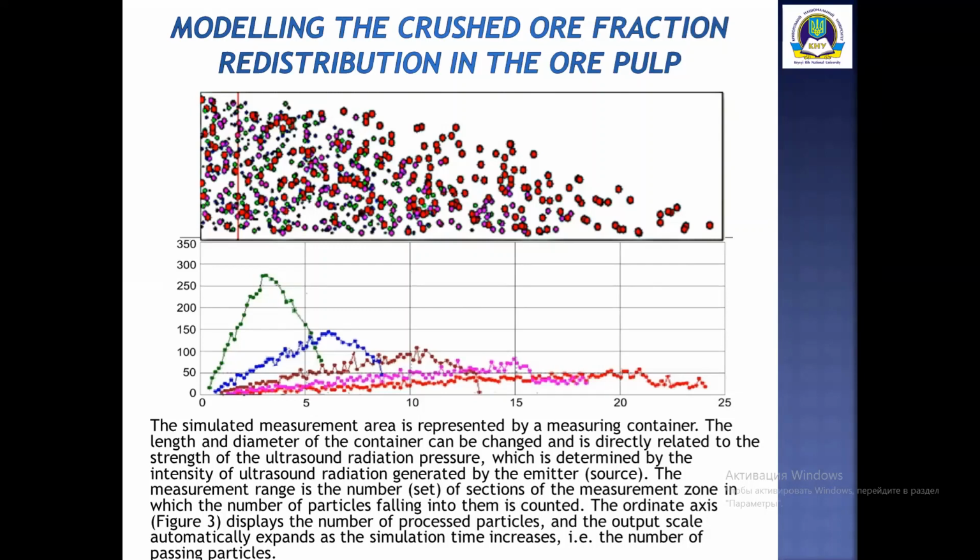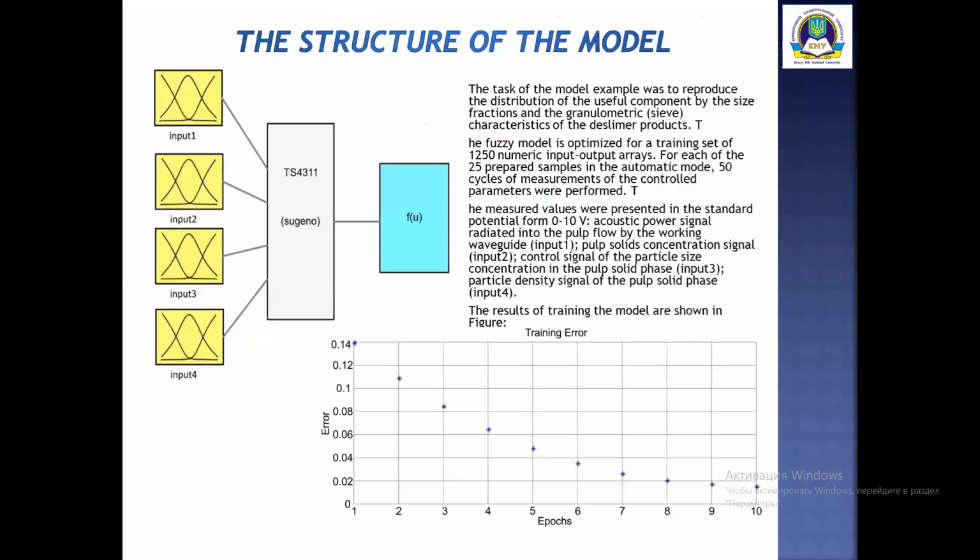The measurement range is the number of sections of the measurement zone in which the number of particles falling into them is counted. The evaluation of the crushed ore particles distribution by size and density, the useful content, was carried out by evaluating their redistribution in the bulk flow under the influence of radiation pressure of high energy ultrasound.